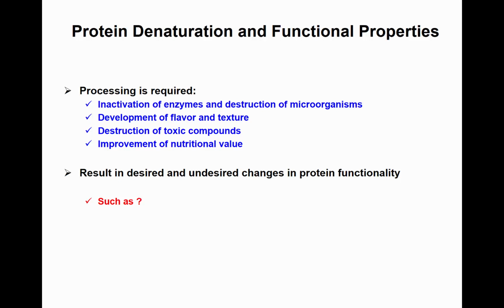Who likes to eat raw meat? It doesn't taste good, even if it's safe and doesn't have microbes. It just doesn't taste good and doesn't feel good in your mouth. So you process to develop flavor and texture. Destruction of toxic compounds, like lectins, for example, in beans. So heating inactivates them. And improvement of nutritional quality oftentimes enhances digestibility.